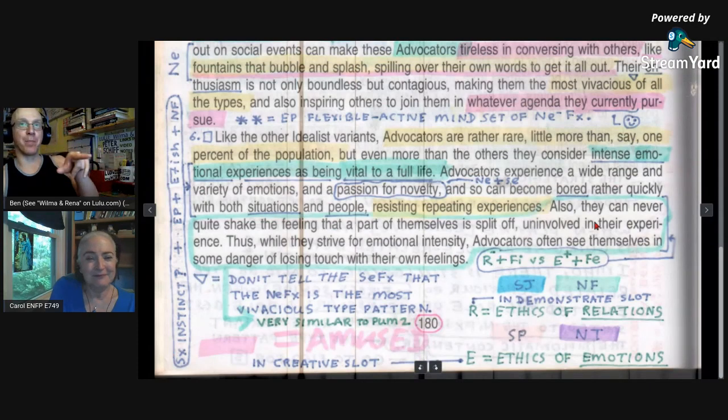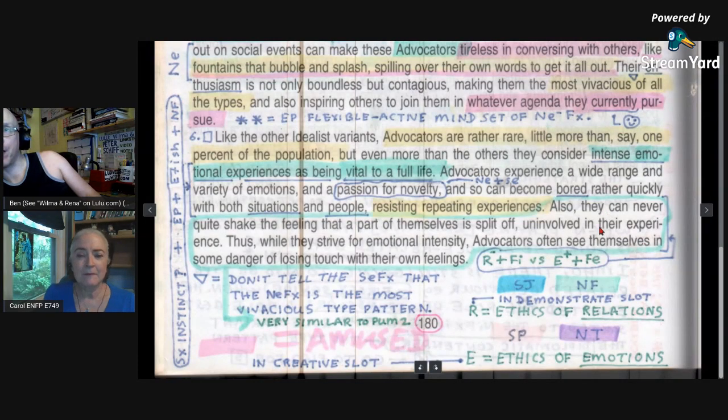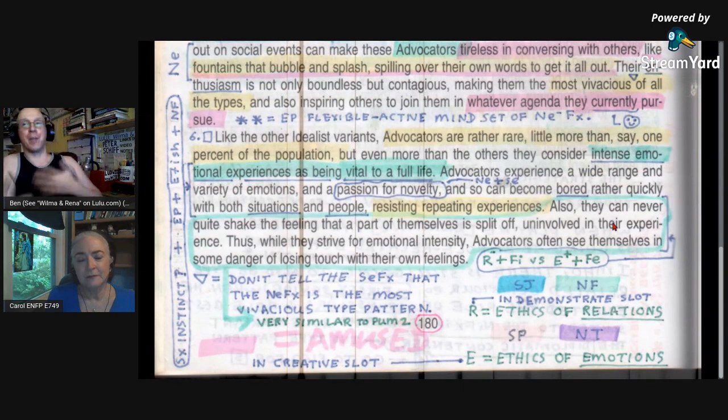I'll put this bit very similar to Please Understand Me Too. And then I've put here the ethics of relations part, and then ethics of emotions in creative stuff. So again, a certain aspect of FE has to do with expressivity.